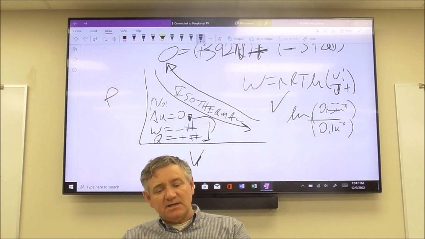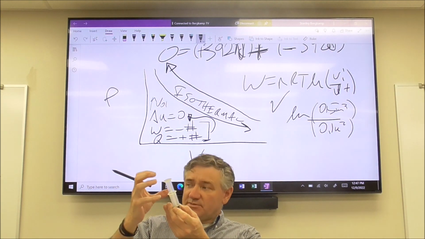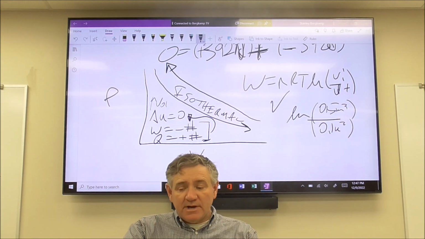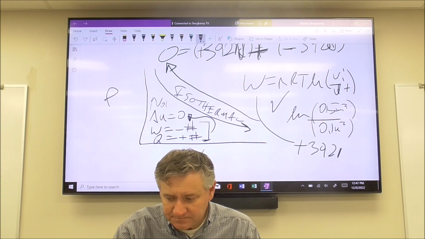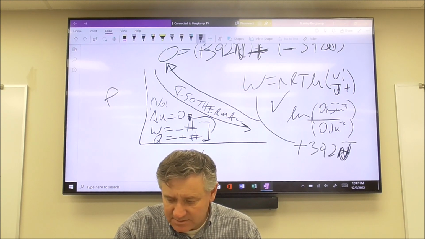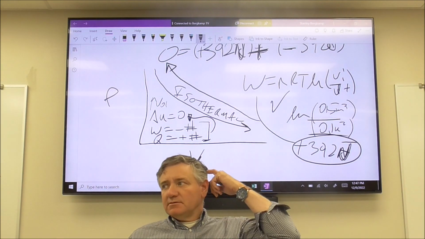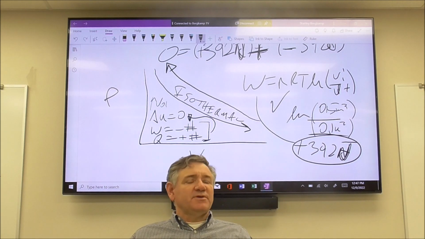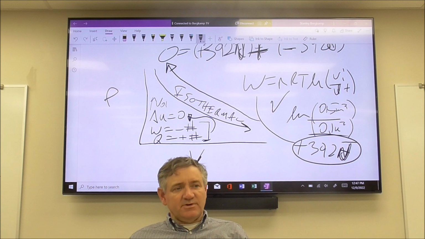So what you would see is that you would see the volume becoming smaller. So you can see that syringe shrinking. So I would have a positive 392 as my work, or joules, 392 joules. So how much energy would I have to take out of it? 392. I'd have to remove 392 joules. So how could I remove energy from this syringe? What could I do?